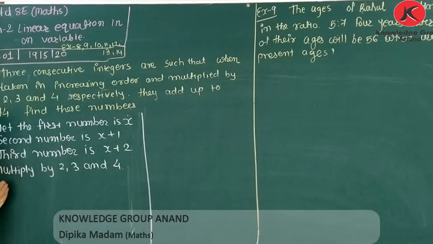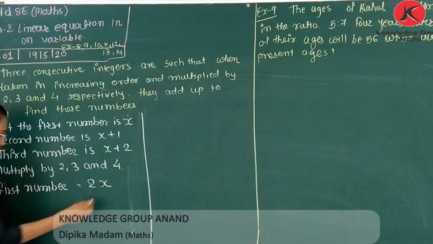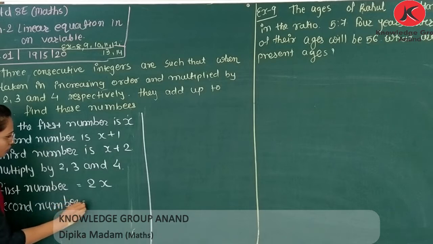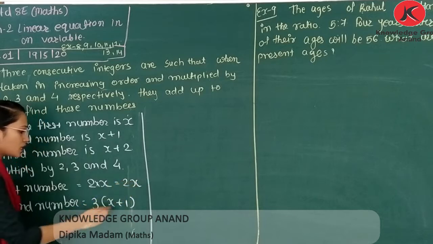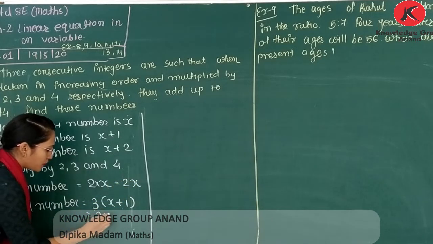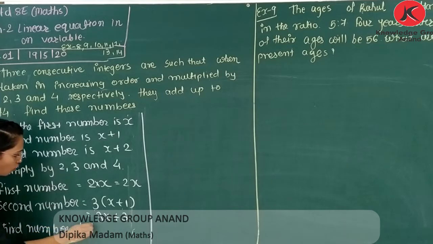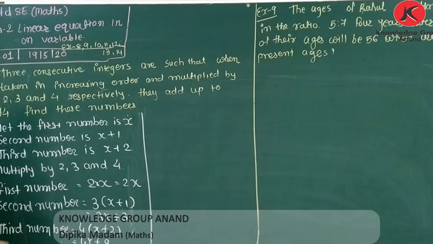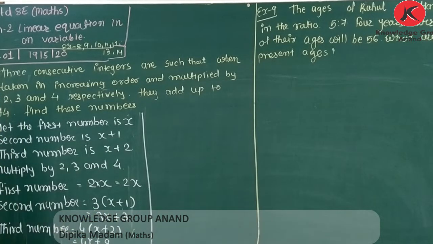So the first number will be 2x, the second number 3 into x plus 1. Why? Because here the first number is multiplied with 2, so it is 2x. The second number is multiplied with 3, so it is 3x plus 3. And the third number is multiplied with 4, 4 into x plus 2, it becomes 4x plus 8. Clear? So the numbers after multiplication are 2x, 3x plus 3 and 4x plus 8.